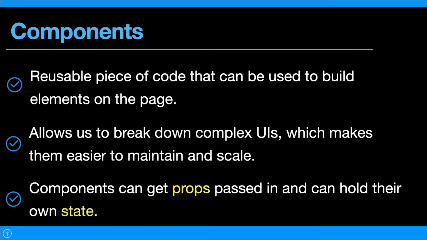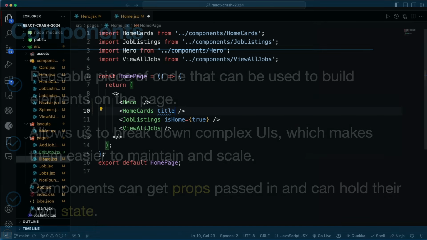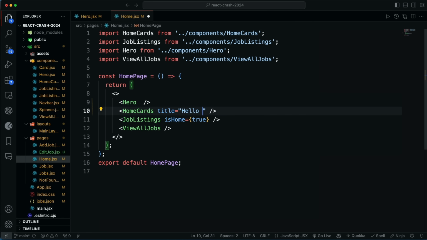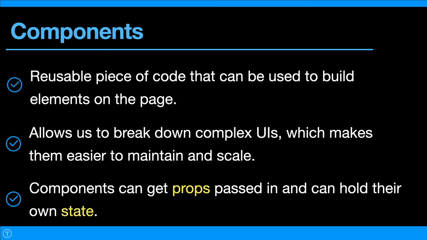And components can be either classes or functions. However, classes are kind of the older way of doing things in React. Nowadays, you're not really going to see class-based components. They're all functional. We will be using functional components in this course and in any other course I do. Components can also take in props, which are basically like arguments or attributes, and they can also hold their own state or their own data.